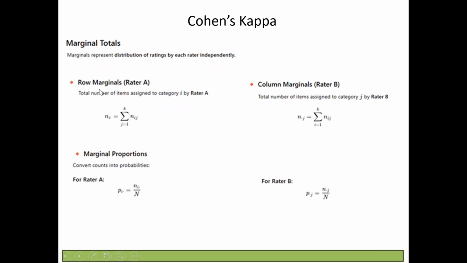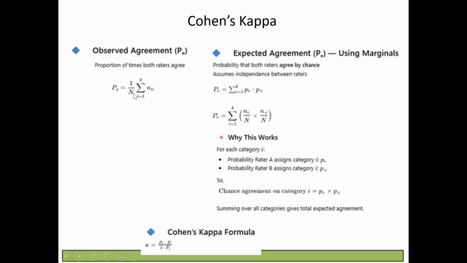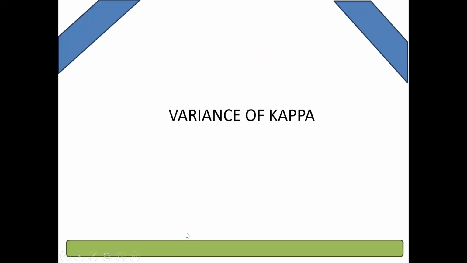So there are two marginals, one is the row marginal and the other is the column marginal. These are the formula and notation for row marginals, and this is for column marginals. The notation for row marginal is n sub I dot, and for column marginal is n sub dot j. So this is the calculation for the observed proportions, and this is the calculation for expected proportions by chance, and this is the formula for Cohen's kappa which we have seen previously.